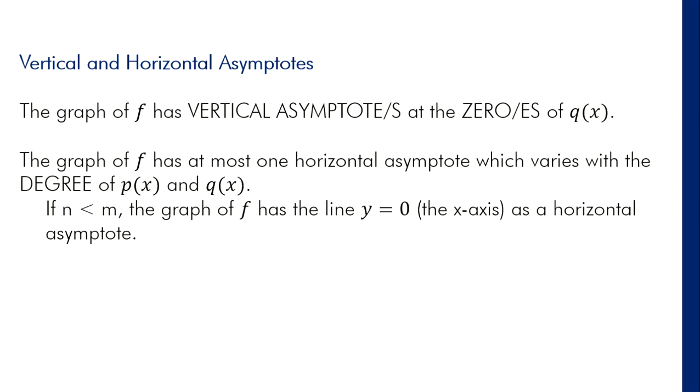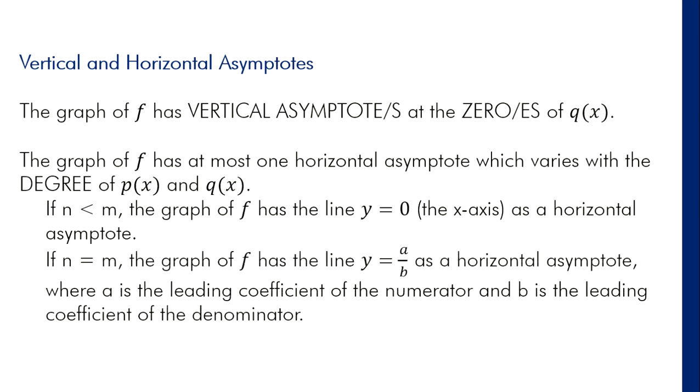Okay, so if n is less than m, the graph of f has the line y is equal to 0 as the horizontal asymptote. Okay, if the degree of the numerator is less than the degree of the denominator, then we have y is equal to 0, or the x-axis, as our horizontal asymptote.